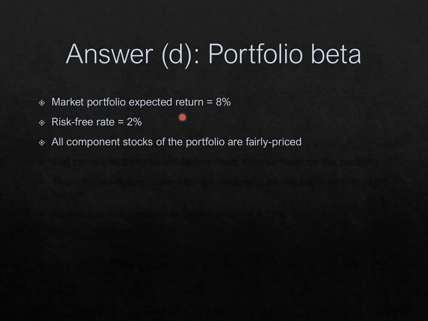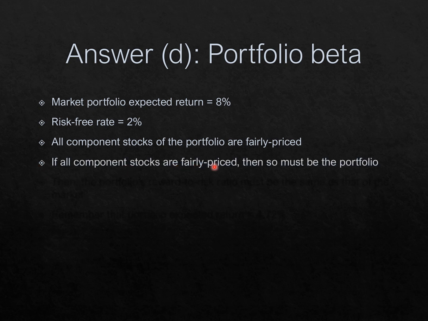Now, let's look at the answer to the fourth question, question D. You need to calculate the portfolio beta given these three pieces of information. You are given that the market portfolio expected return is 8%, the risk-free rate is 2%, and all component stocks of the portfolio are fairly priced. Based on this, you can infer that if all the component stocks are fairly priced, then the portfolio must also be fairly priced.